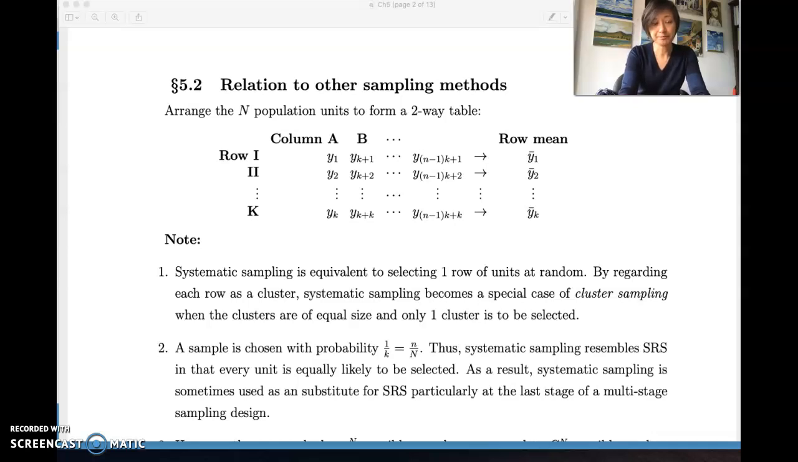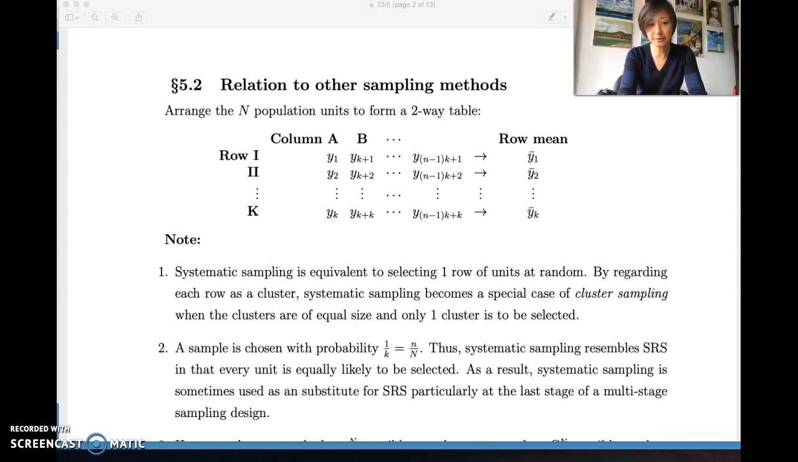So in a systematic way, we can have a random start from the 1st to the 5th student. Let's say we choose the 2nd student as our random start. Then the 7th, the 12th, 17th, etc. would be our sample selected. So in this case, systematic sampling is equivalent to selecting one row of units at random. We choose this as our sample, and we can calculate the mean of our sample. So Y2 bar is very much like choosing this sample from the population. Y2 bar is the unbiased estimator for the population mean.